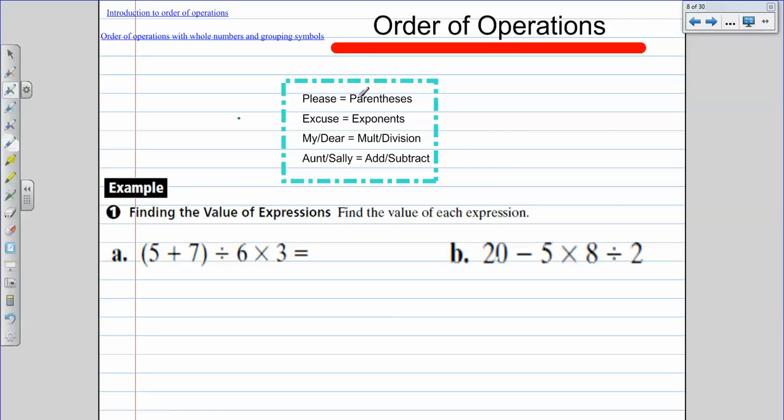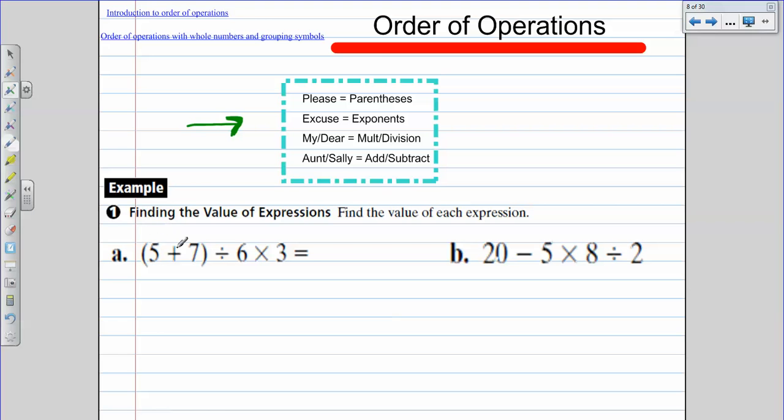So I always look for parentheses first. Then I'm going to look for exponents. Multiplication and division always trump addition and subtraction. And I always work from left to right. So multiplication and division on the left trump anything else on the right. Okay, so let's look at a couple of examples here.